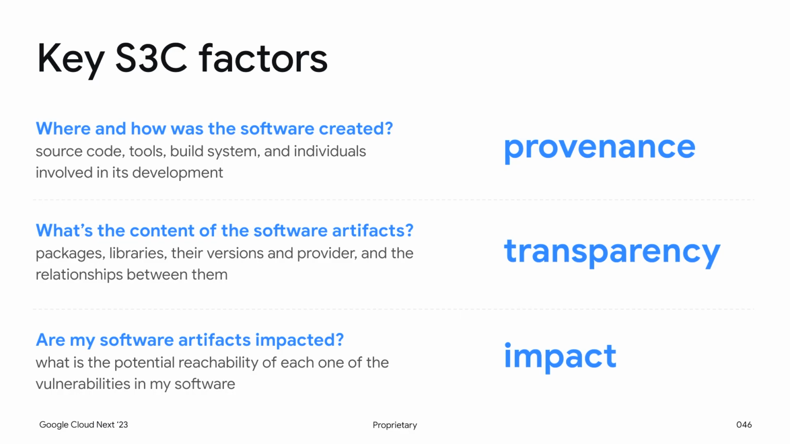So the three fundamental ones are provenance, where and how it was created, transparency, what's inside that artifact, and then finally, impact. Are we actually affected? Do we need to care about this, right? So let's go through each of these and see how we can actually use these to improve our supply chain and not just talk about buzzwords.